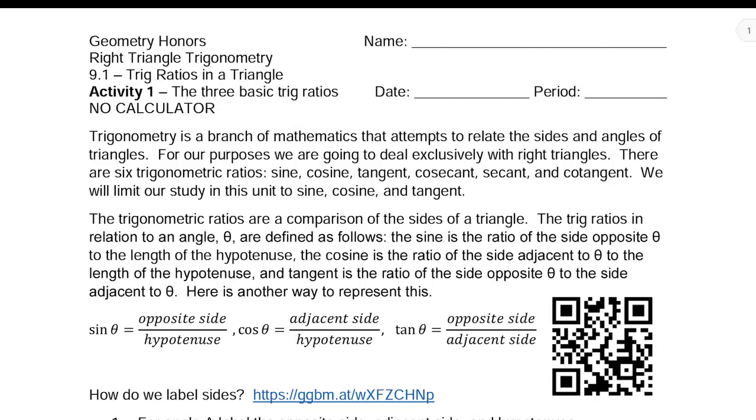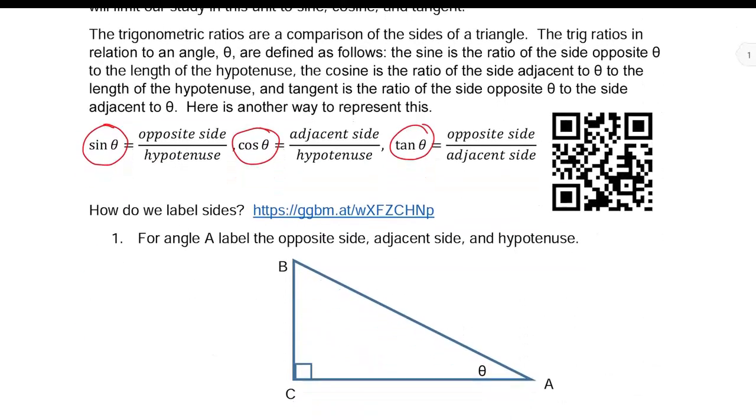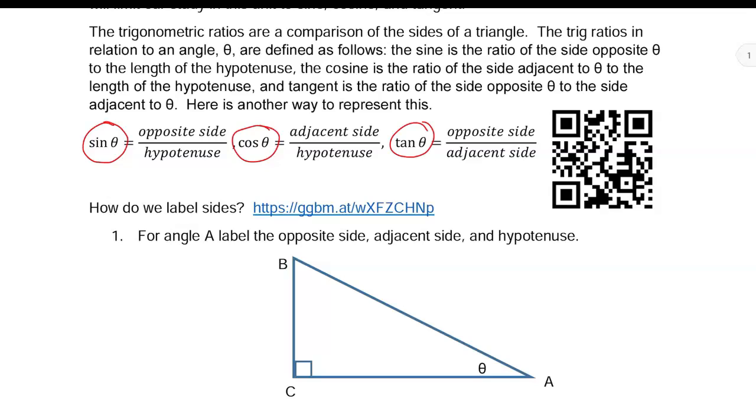Section 9.1, we're introduced to the trig ratios in a right triangle. The trig ratios we're going to look at are sine, cosine, and tangent. You probably see these buttons on your calculator. This is actually a shorthand or an abbreviation for the word. This is sine, S-I-N-E, cosine, and tangent. So that's why we don't say sin or cos, because the words are actually sine and cosine. So when you see those abbreviations, you still say sine and cosine.